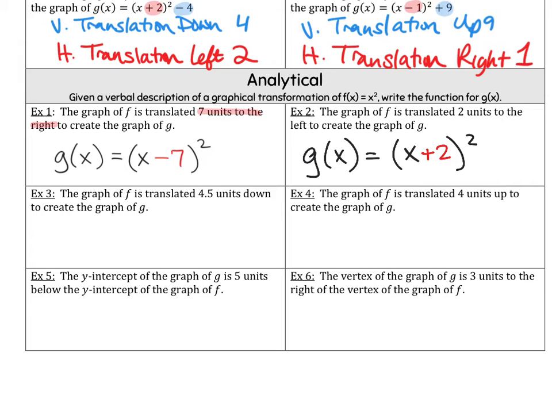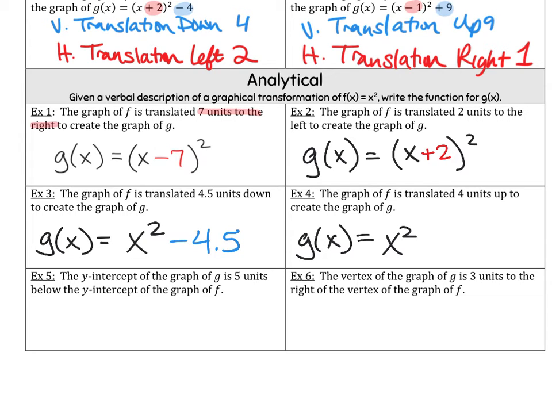Number 3 says graph of f is translated 4.5 units down to create the graph of g. Down means there's no need for there to be a parentheses, and we're just going to subtract that number behind it. Graph of f is translated 4 units up. Again, up is not one of the directions where you need parentheses, so it's just a +4 tacked on at the end.